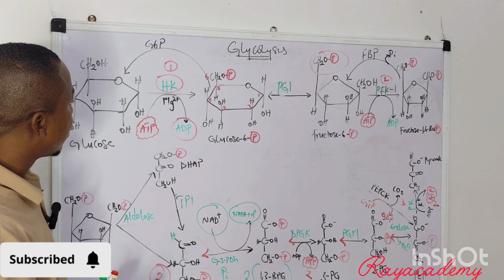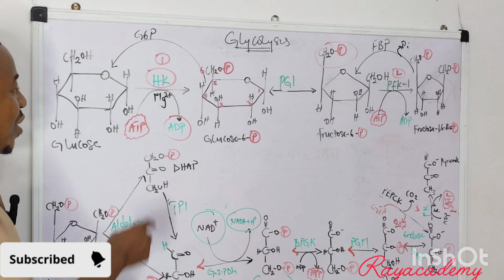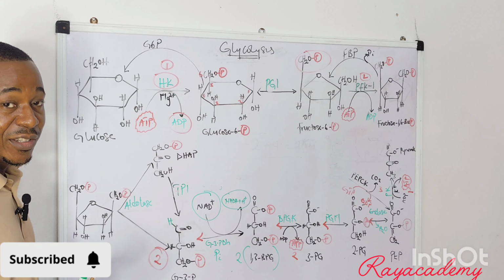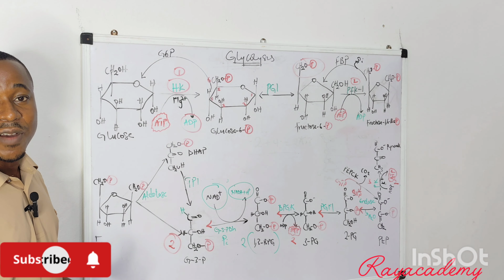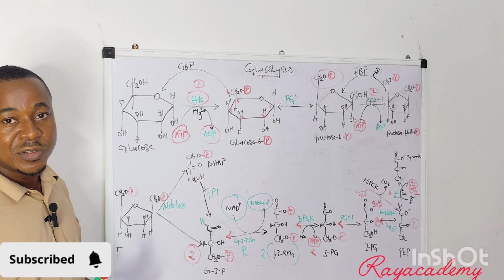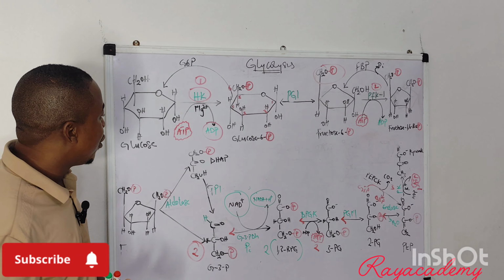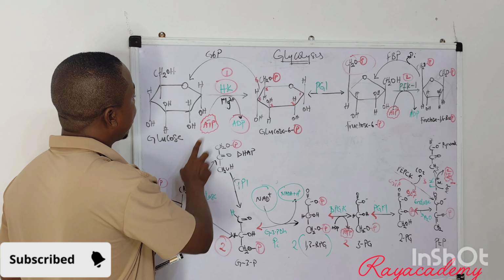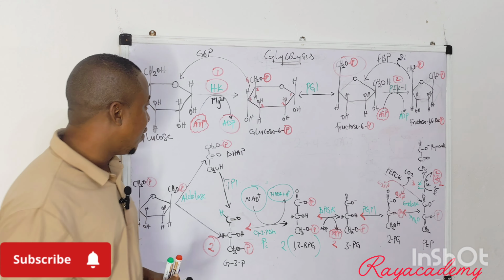Now mind you, magnesium is required for this step. That is why, if we have a deficiency in magnesium, you might likely have low energy, or the process by which our body produces energy will be very minimal. So magnesium is required for energy production. So you can see that the glucose has been converted to glucose 6 phosphate.